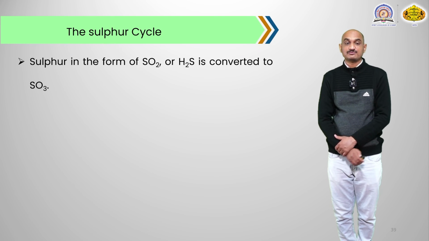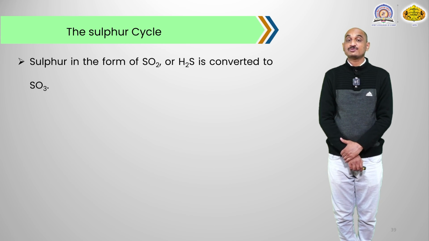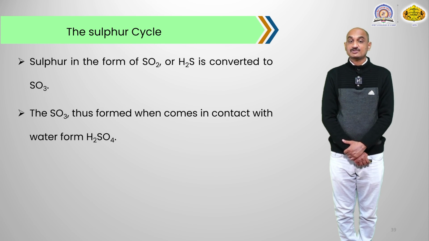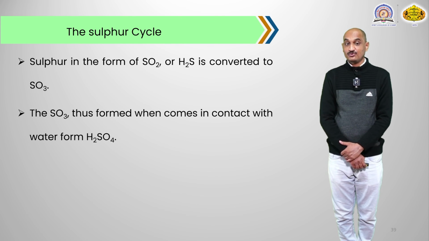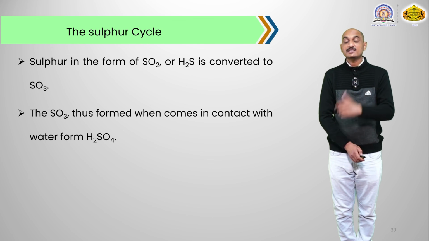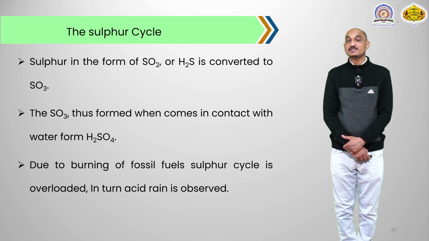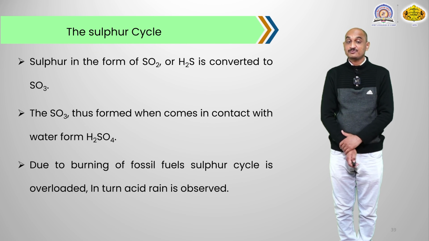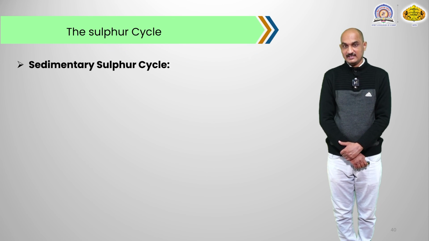Sulfur in the form of sulfur dioxide or H2S, hydrogen sulfide, is converted to SO3, sulfur trioxide, and that SO3 thus formed, when it comes in contact with water, forms H2SO4, the sulfuric acid. Due to the burning of fossil fuels, the sulfur cycle is overloaded and acid rain is observed. This is about the gaseous sulfur cycle.